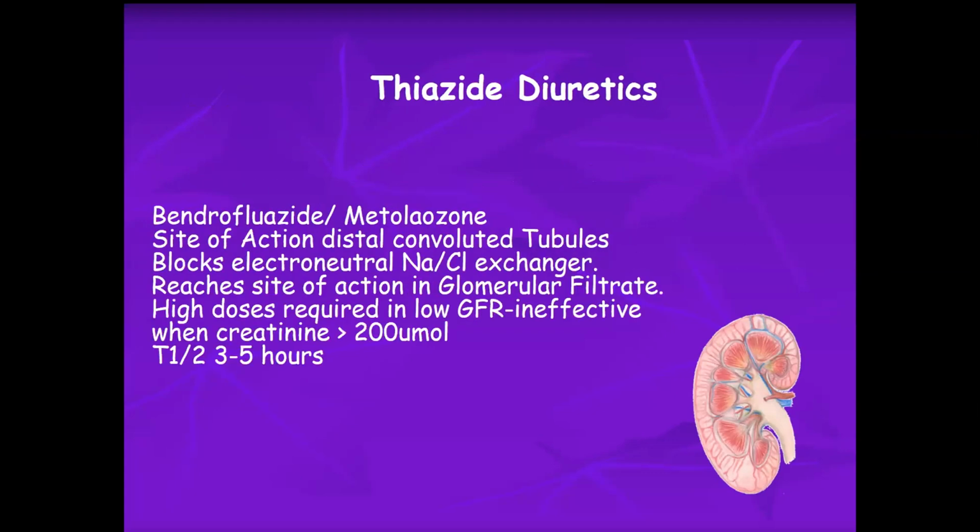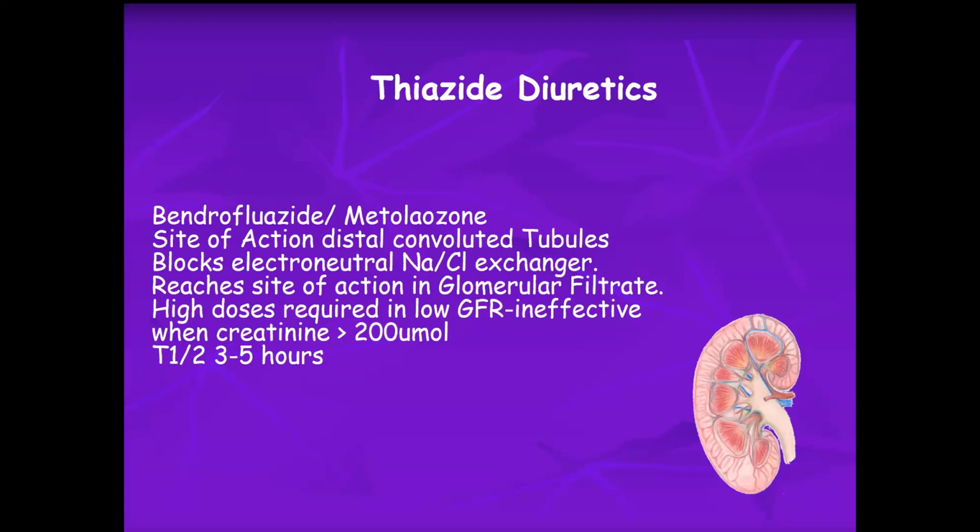The thiazide diuretics, which are bendrofluazide and metolazone. The site of action is the distal convoluted tubule. It blocks the electroneutral sodium chloride exchanger. It reaches the site of action in the glomerular filtrate. High doses are required in low GFRs. It's ineffective when the creatinine is greater than 200 micromoles. Half-life is about 3 to 5 hours.